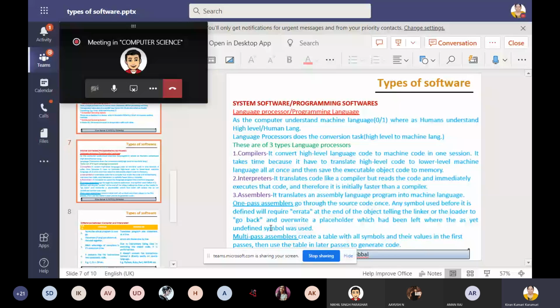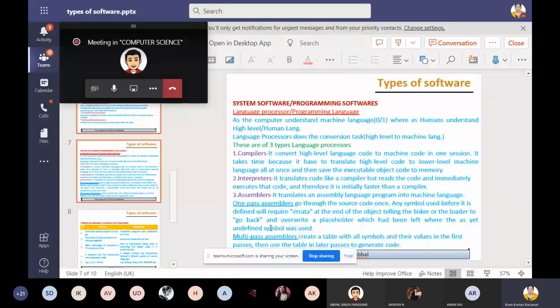First, we have assemblers. So assemblers, what do they do? They will translate assembly level language to binary and binary to assembly back. Right. So there are one pass assemblers and multi-pass assemblers.